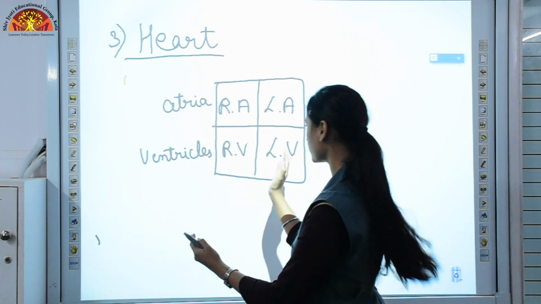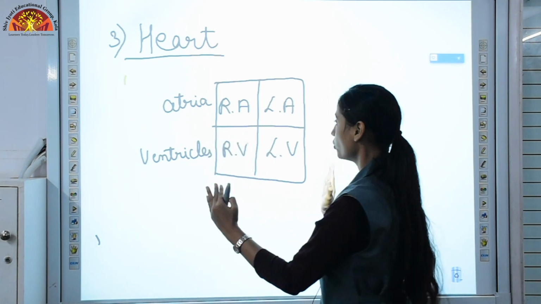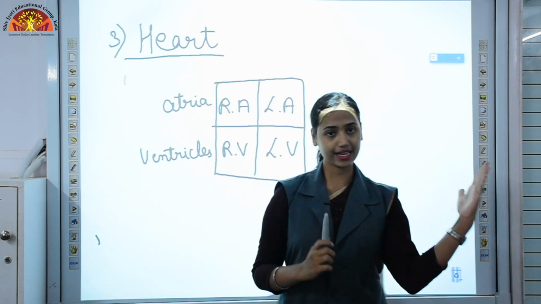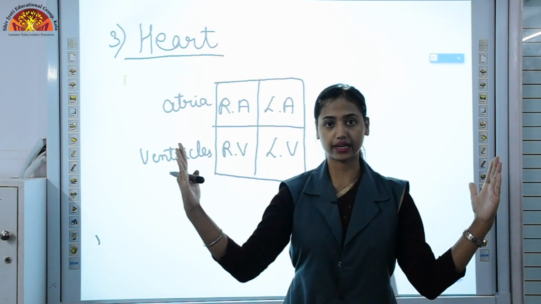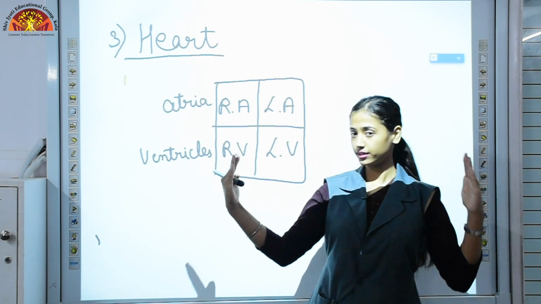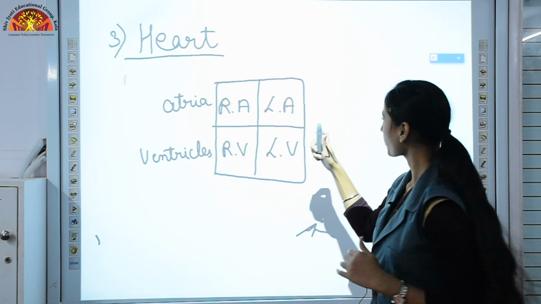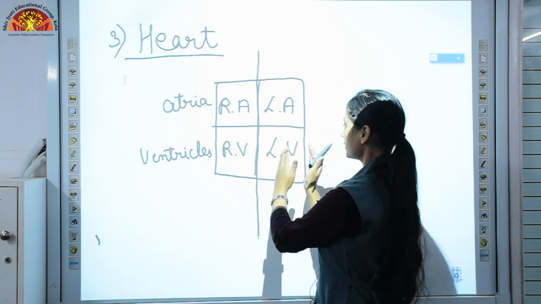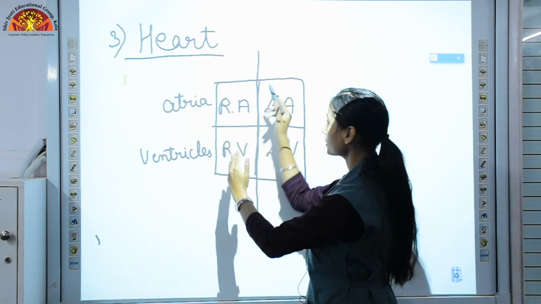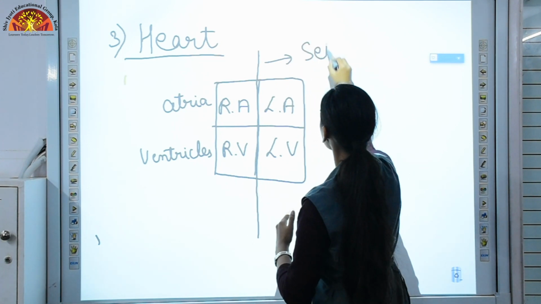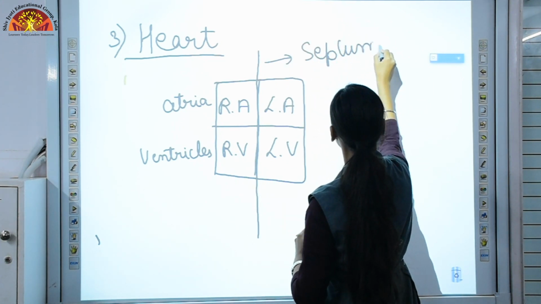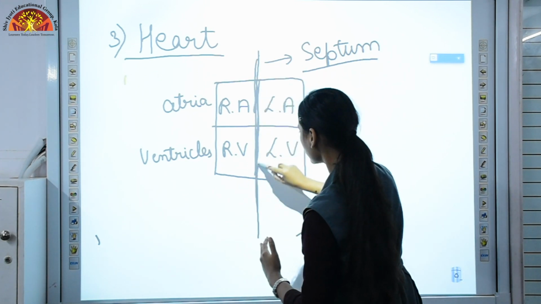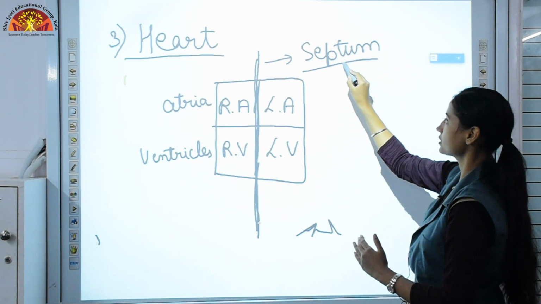Now you will say, ma'am, this side is right and this is left. No, we are observing the structure of heart this way. Now it has become my left and this is my right. So same here, this is left, this is right, and the left side is separated from the right side with the septum. You can see there is separation between left and right side of our heart with the help of the septum.